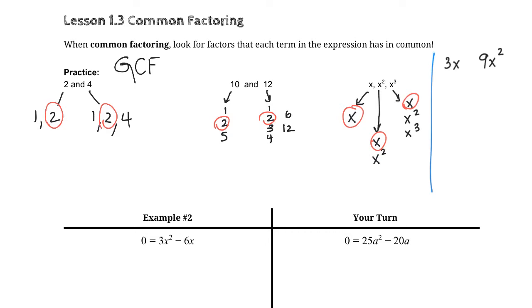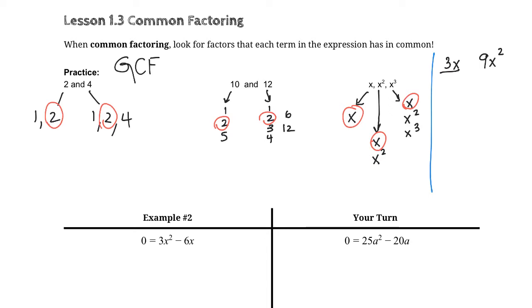Okay, so I created a new set. So I picked 3x and 9x squared. So what if we were looking for the greatest common factor here? So now we have terms that are a combination of numbers and letters. So the same idea applies. We need to list out all of the factors, and then we're just going to look for the greatest common factor amongst our list. So let's start with 3x.